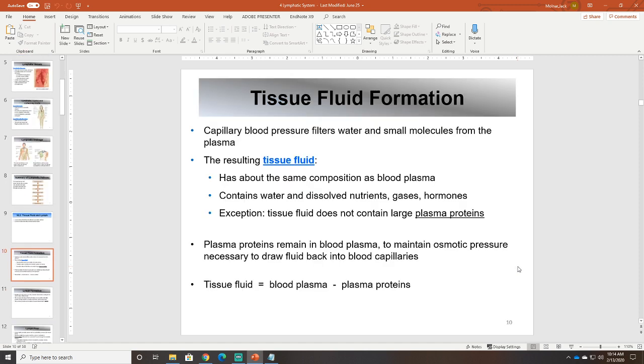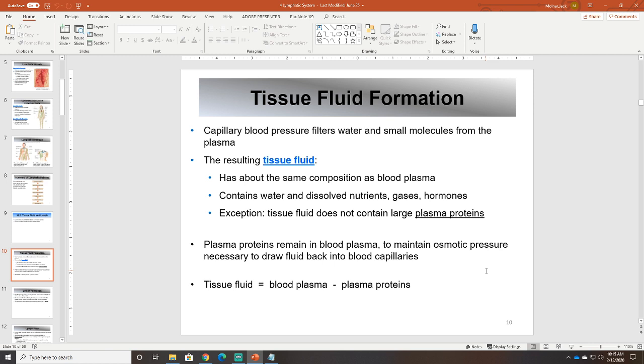All right, so capillary blood pressure filters water and small molecules from the plasma. Basically, hydrostatic pressure inside of the capillaries, specifically at the arteriolar end where hydrostatic pressure is high, is going to cause fluid and small molecules to filter out of the capillaries. By small molecules, we're talking about anything small and lipid soluble. So oxygen and CO2 diffuse quickly, although CO2 would be diffusing into the capillaries, oxygen out. Alcohol is also lipid soluble, so it would get through easily.